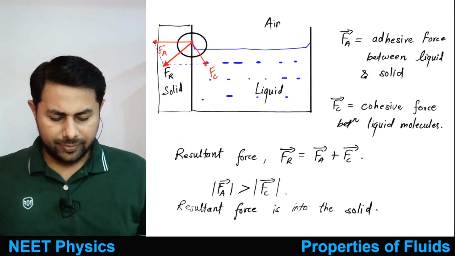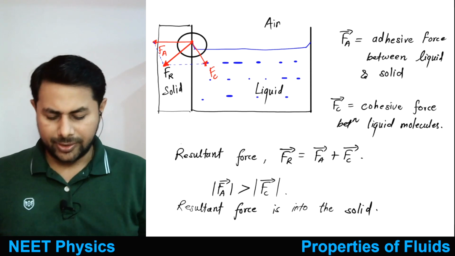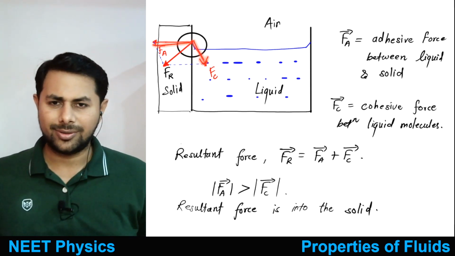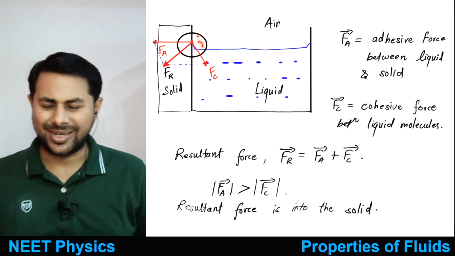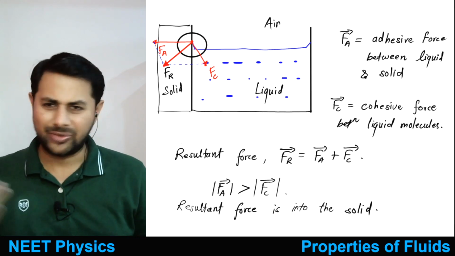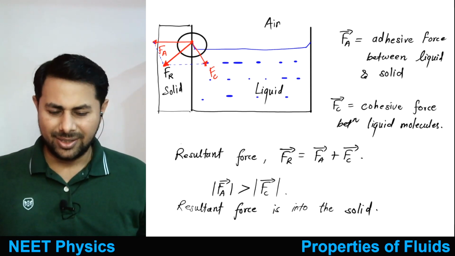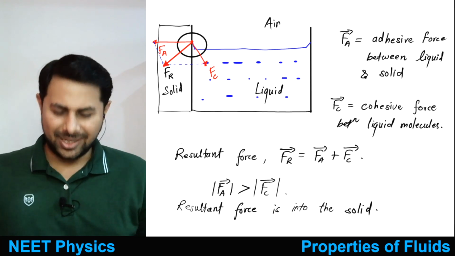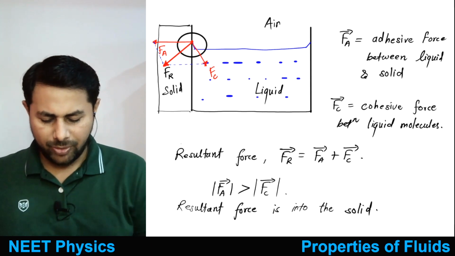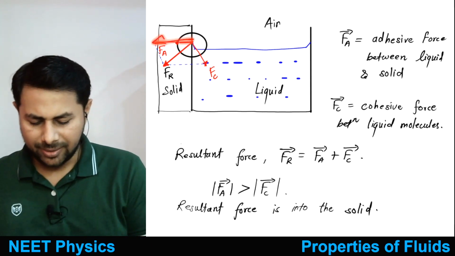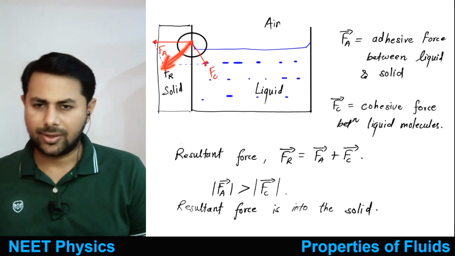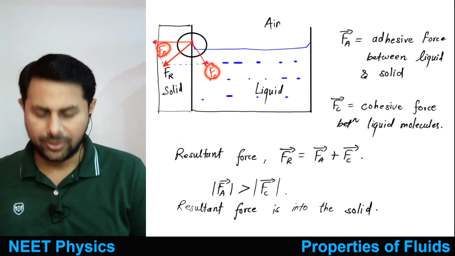Then see, what will be the net force acting on this molecule? It is the sum of this adhesive force and cohesive force. Also there would be some force due to the air molecules, but we are neglecting that force because air is very rare. There would be a little adhesive force due to air molecules also, but we neglect that. Now if you add it up, suppose this is the resultant of these two forces, the adhesive force and the cohesive force.